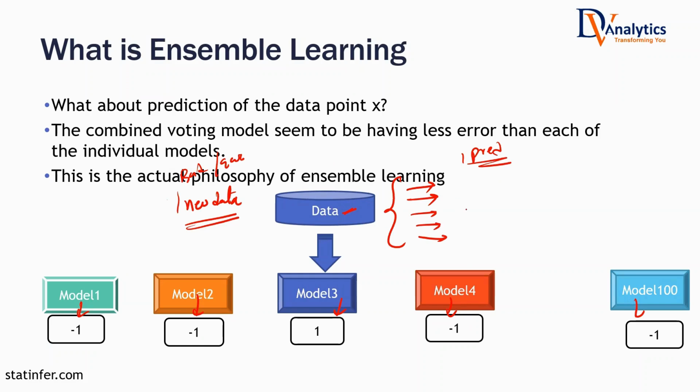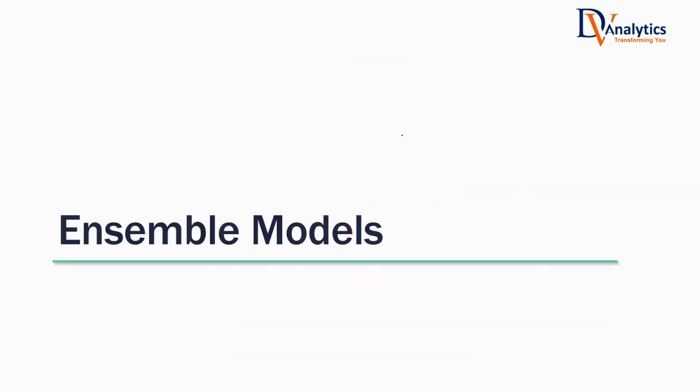Let us suppose out of these 100 models, 95 models are saying -1 is the prediction, and 5 models are saying +1 is the prediction. What will be that one final predicted value? -1, because most of the models are saying -1 is the predicted value. This approach is known as ensemble model building. These are known as ensemble models.